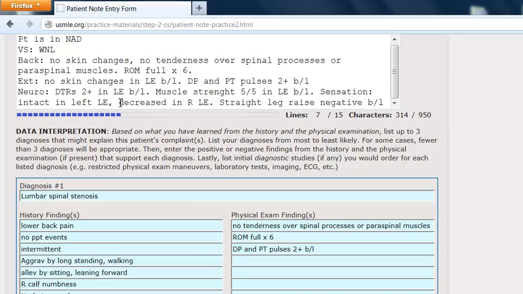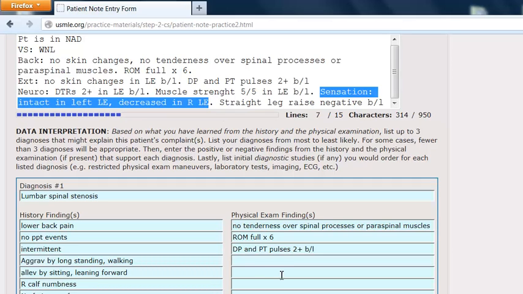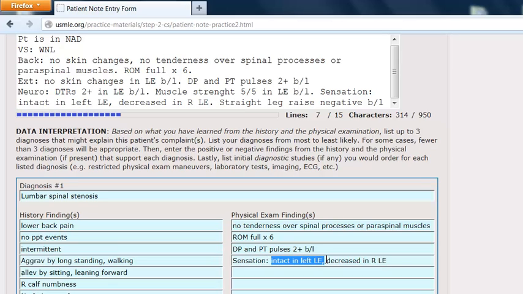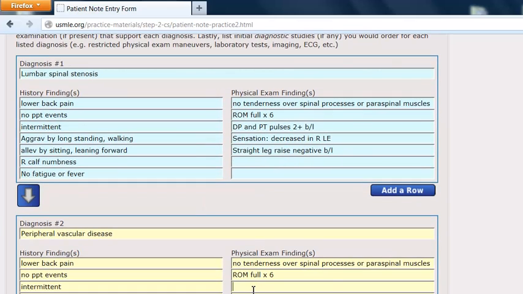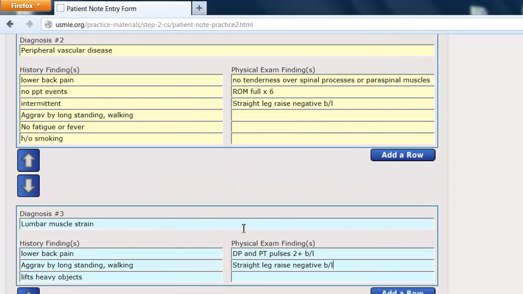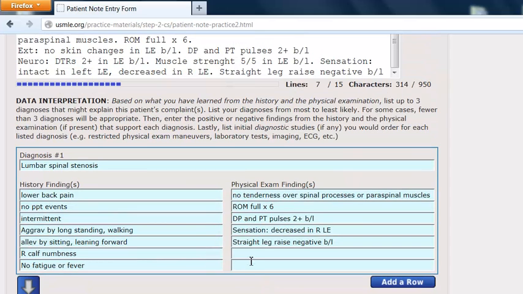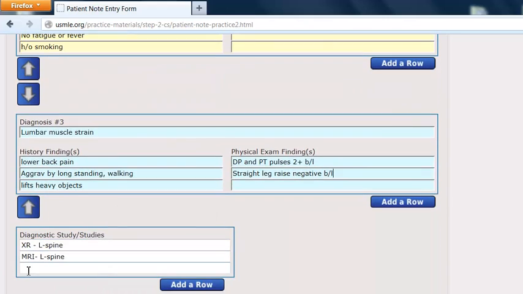Impaired sensation, so it will go here. And the last finding is negative straight leg raise, which is characteristic for disc herniation. So those are our findings for physical exams. And now we can continue with our diagnostic study. And for peripheral vascular disease, we have to add ankle brachial index. That's it.